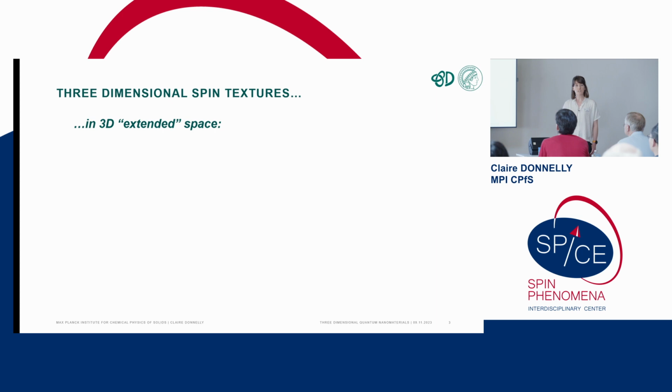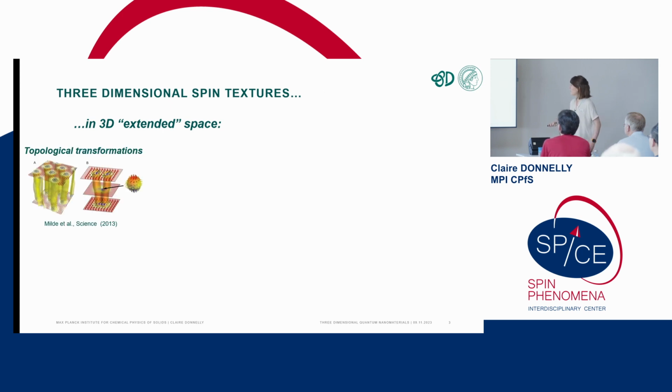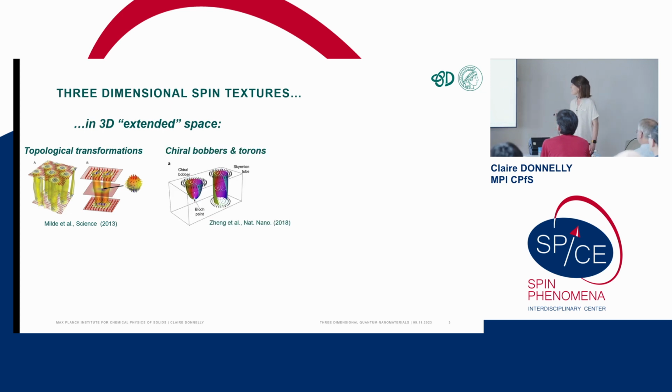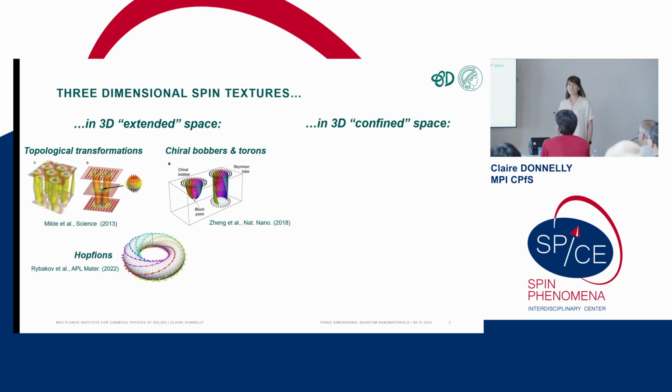We first of all can consider spin textures in extended space, by thinking about going to the third dimension simply by extending from a planar film into the bulk. And there we can have, for example, the presence of these Bloch point singularities forming topological transformations, the formation of chiral bobbers and torons, which of course also include Bloch points, and these Hopfion-like textures that were nicely introduced by Philip earlier.